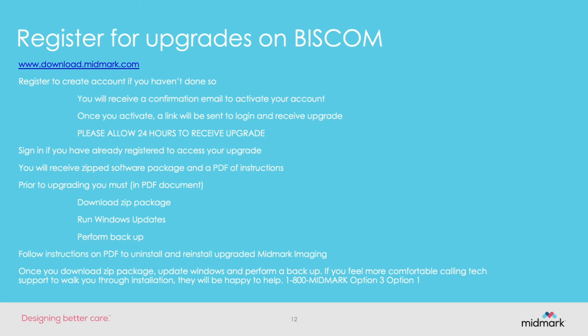Once you do all of these things, you just follow the instructions in the PDF to uninstall your current version and reinstall your new upgraded Midmark Imaging Software package. Once you've done these three things, if you would like technical support to walk you through that uninstall and reinstall, they're happy to do that with you. Just give them a call at 1-800-MIDMARK, select option 3 and then option 1.